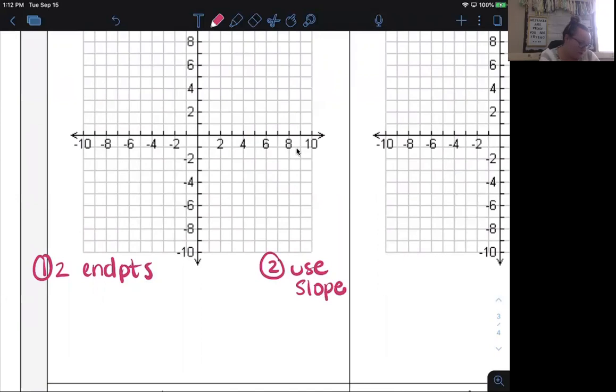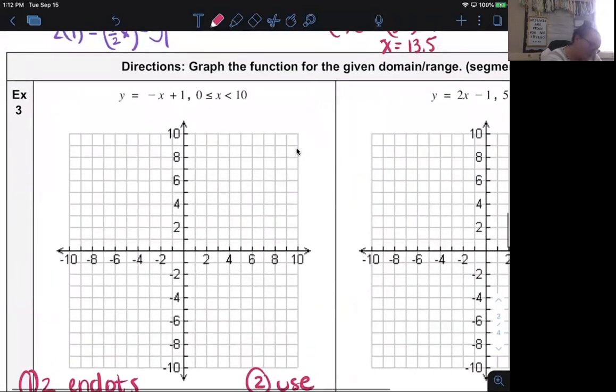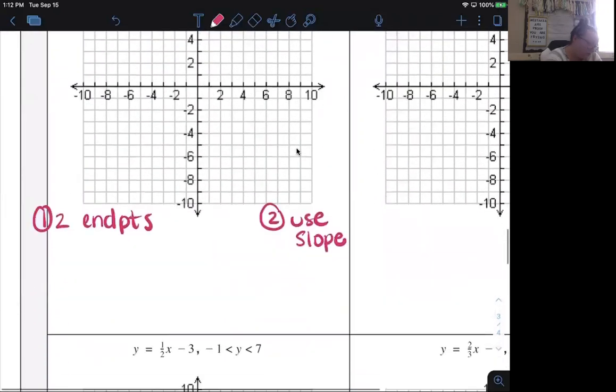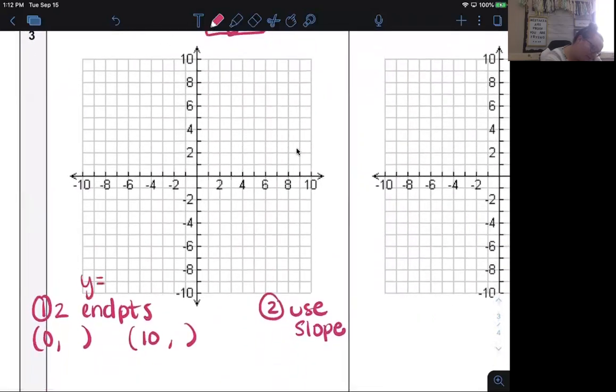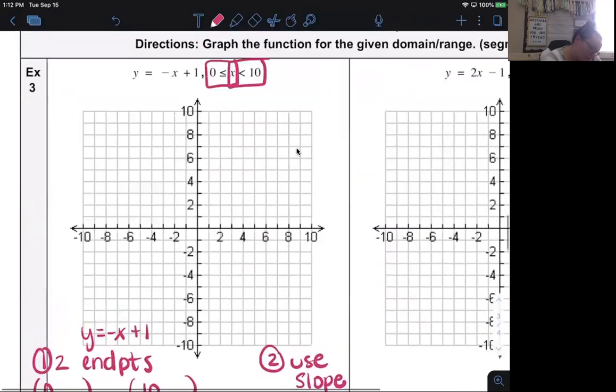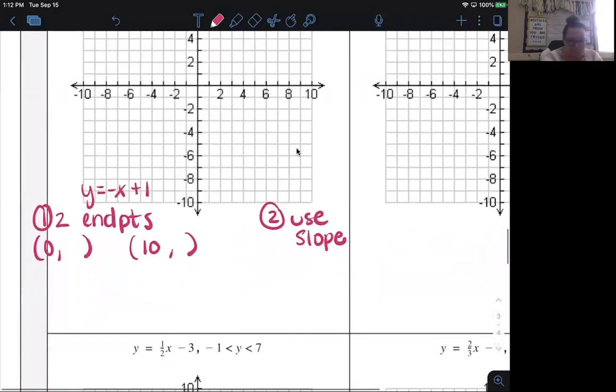All right. So to find those endpoints, we're going to use x equals 0 and x equals 10. The equation was y equals negative x plus 1. So to do this, we are going to plug 0 in for x. So y is equal to negative 0 plus 1. So y is just 1. So we have the point 0, 1.